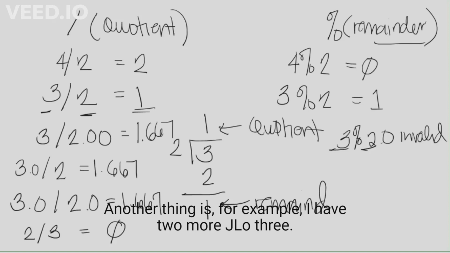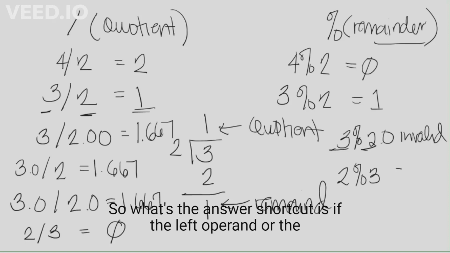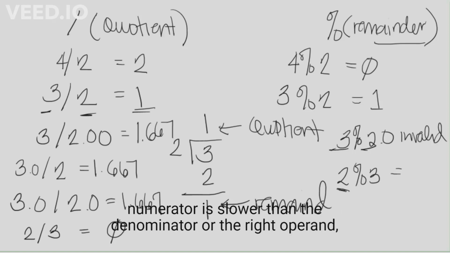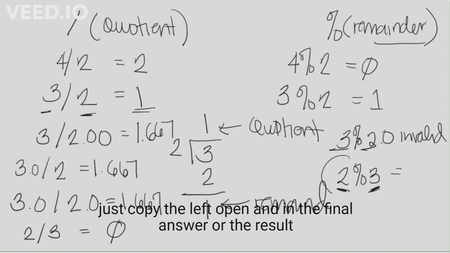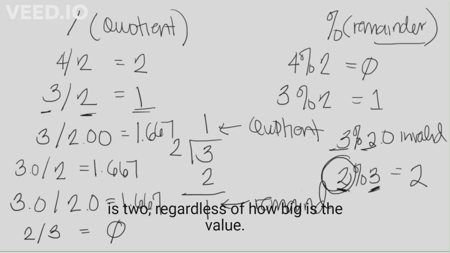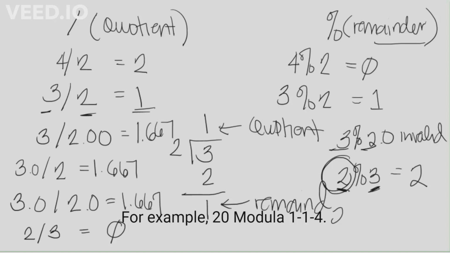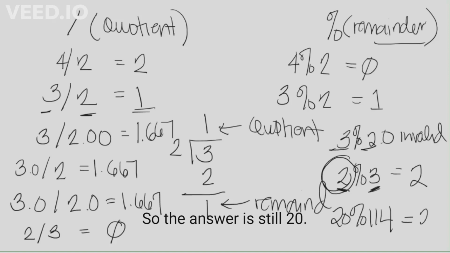Another thing is, for example, I have 2 modulo 3. What's the answer? The shortcut is, if the left operand or the numerator is lower than the denominator or the right operand, just copy the left operand and the final result is 2, regardless of how big the value is. For example, 20 modulo 114, the answer is still 20.